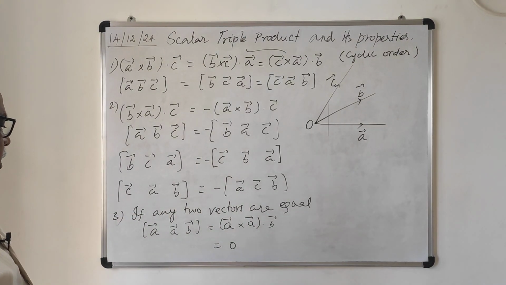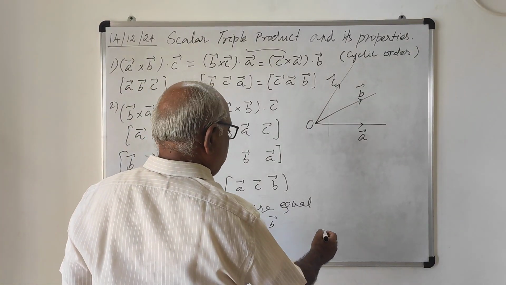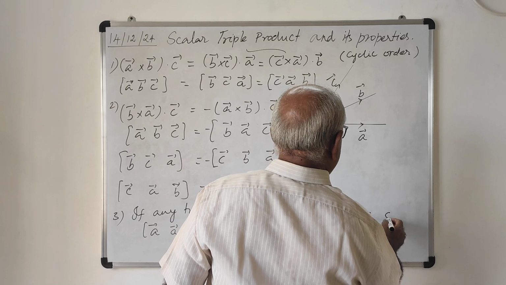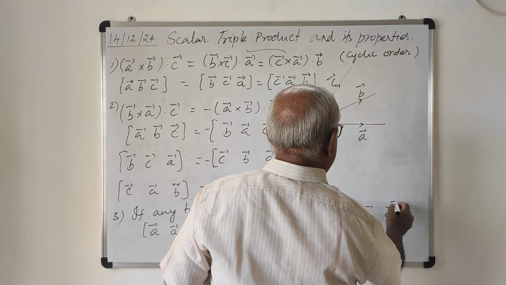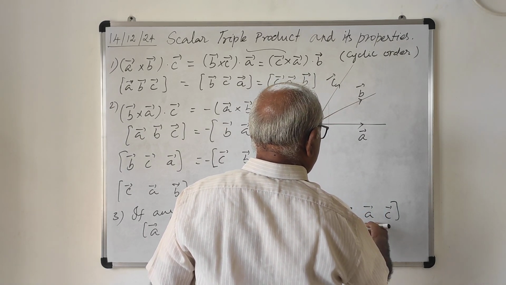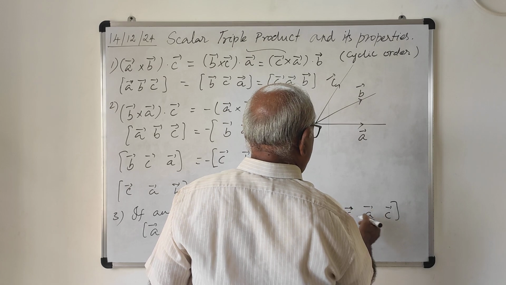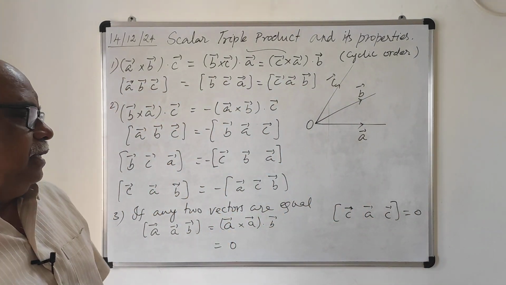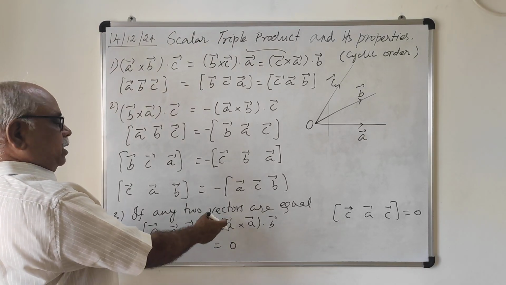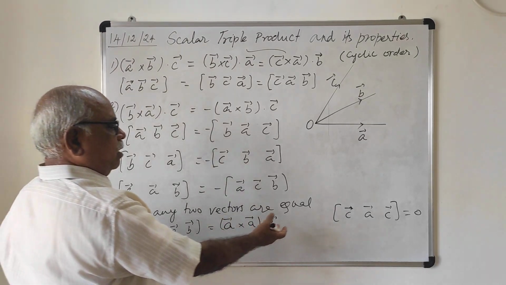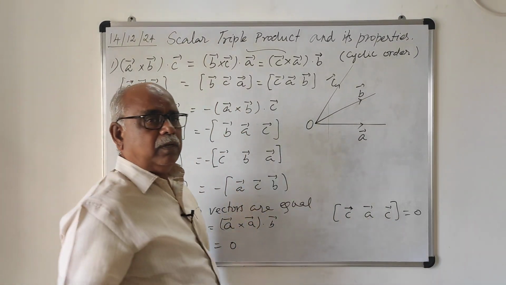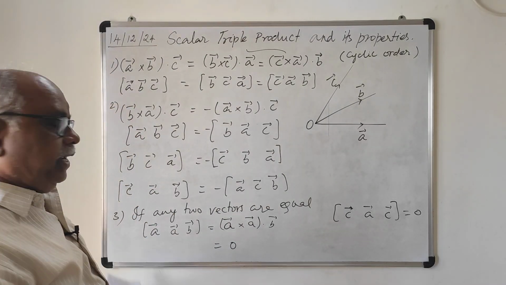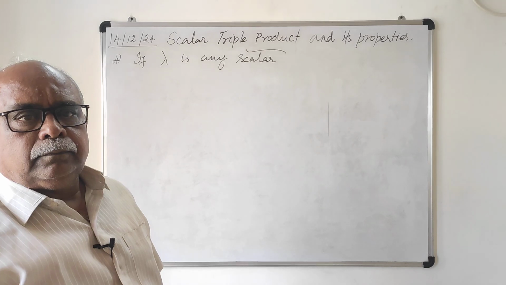That is property 3. Similarly, one more example: consider C, A, C. In the box product two vectors are equal, so the value of the box product is also 0. Like that, if any two vectors are equal in the box product, the scalar triple product, then the value is 0. That is property 3. Okay?